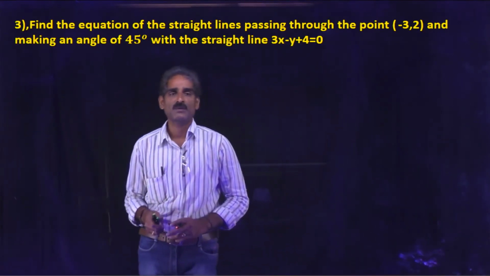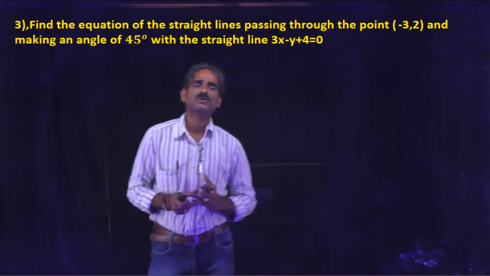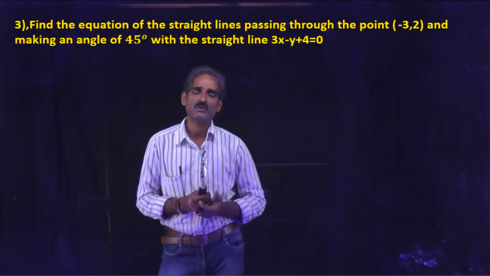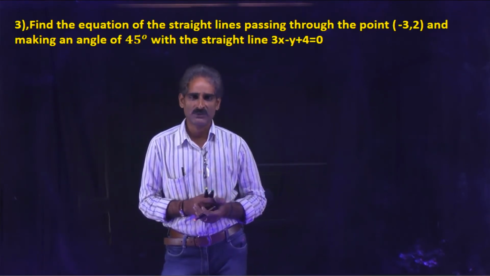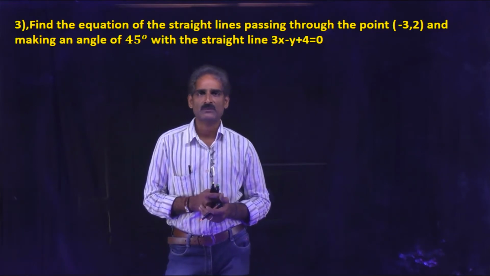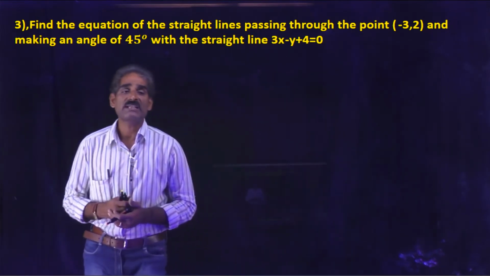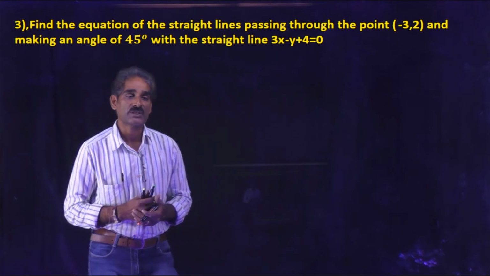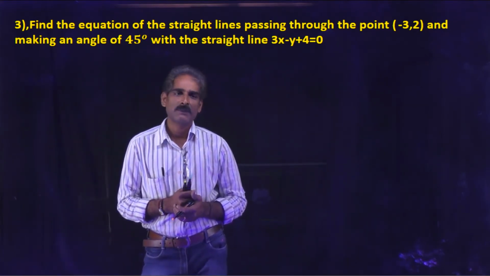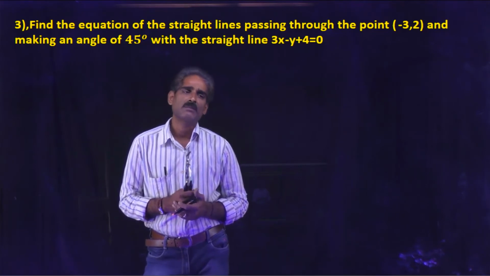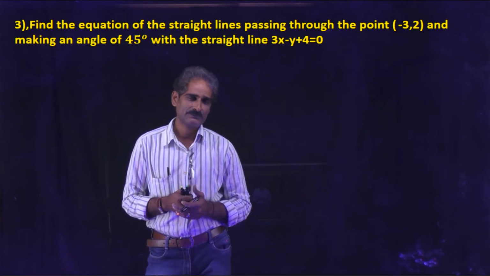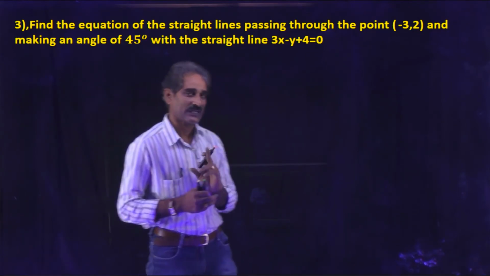Now see this problem. Here we can do this problem in two ways. One is the objective way and another one is from the descriptive point of view. So first we will discuss the descriptive way. How can we solve? Find the equations of the straight lines passing through the point (-3, 2) and making an angle of 45 degrees with another line. Here we have to find the lines, not a line.